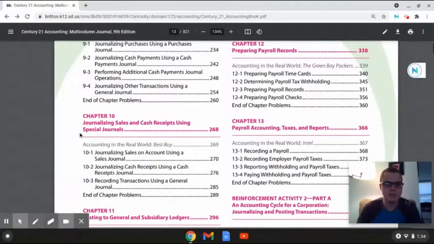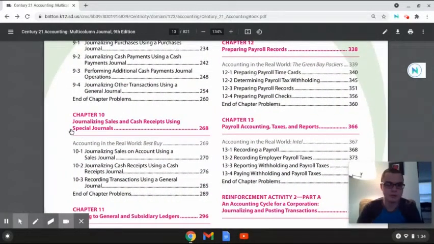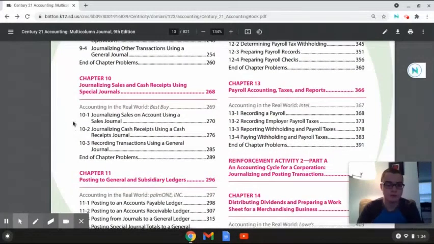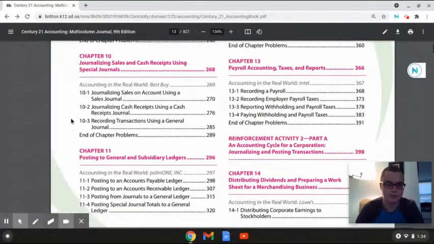Then we'll be moving on to Chapter 10, which is called Journalizing Sales and Cash Receipts Using Special Journals. So in this chapter, we will be learning about journalizing sales on account using a sales journal, journalizing cash receipts using a cash receipts journal, and recording transactions using a general journal.